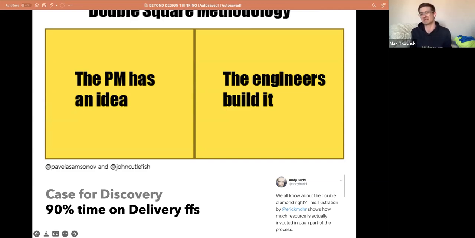So 90-plus percent of time on delivery means we need discovery. We need discovery, and we need to figure out how to arrange it, especially for engineering teams who know this on a deep level. I have a feature factory, I have a delivery team, and I need to add discovery, so it will be like a real product team.